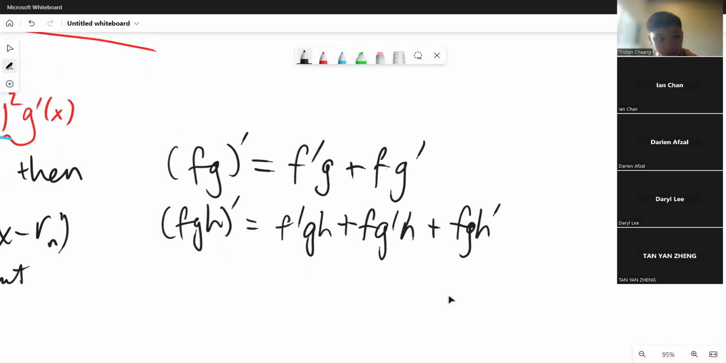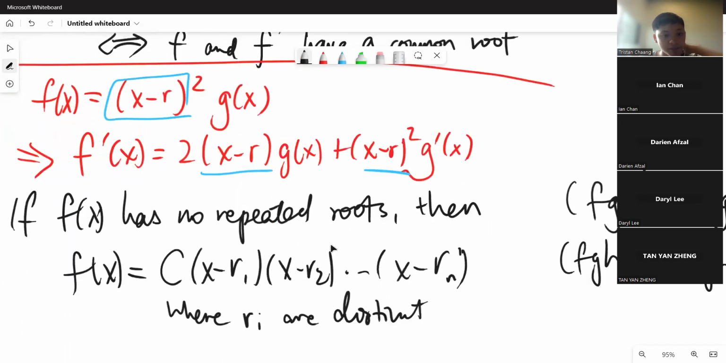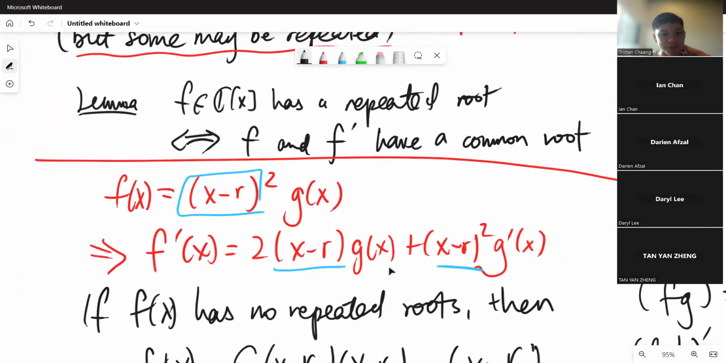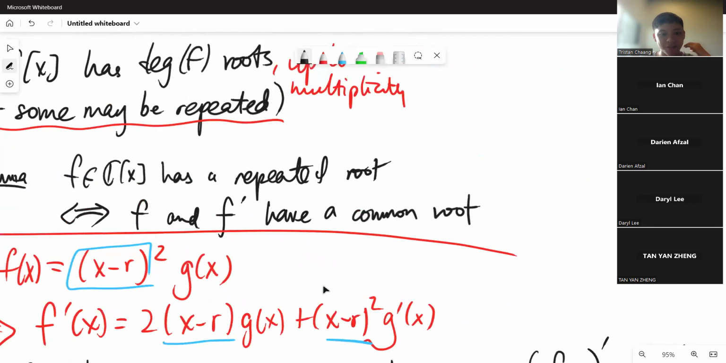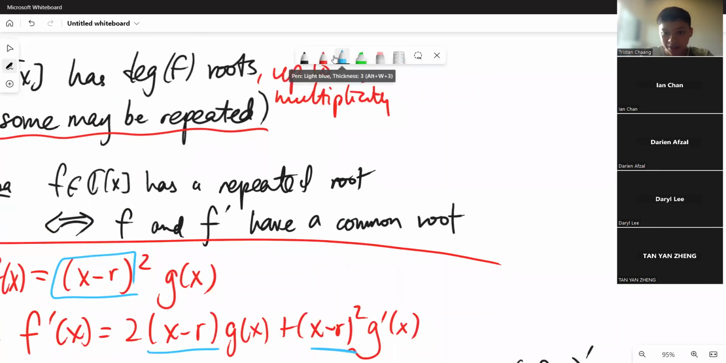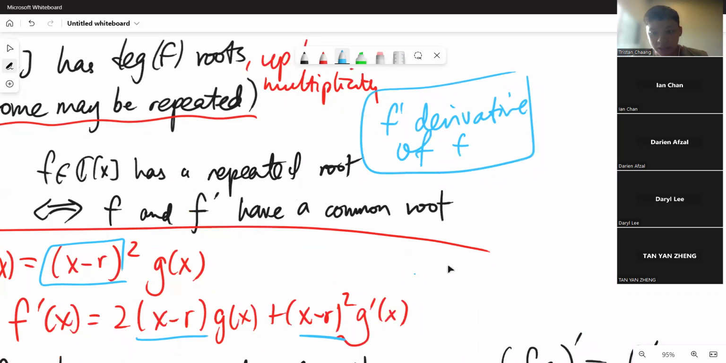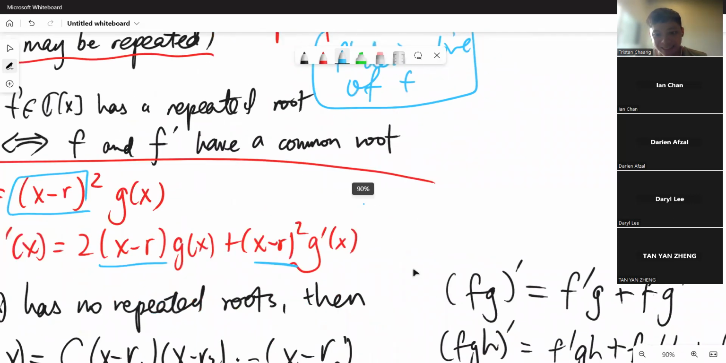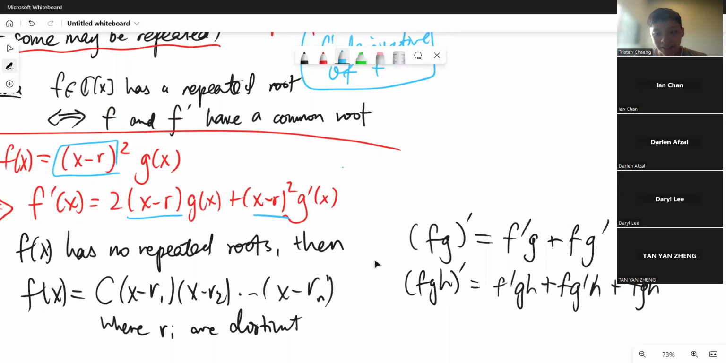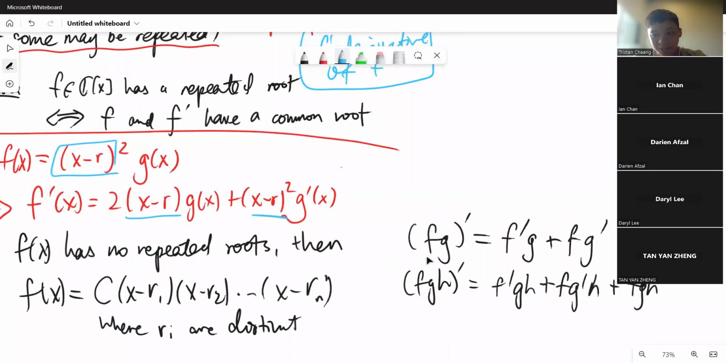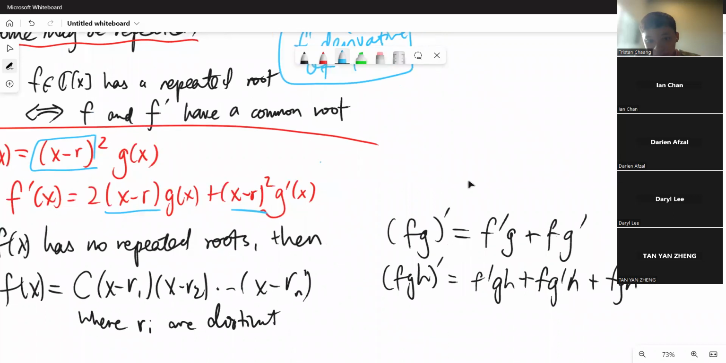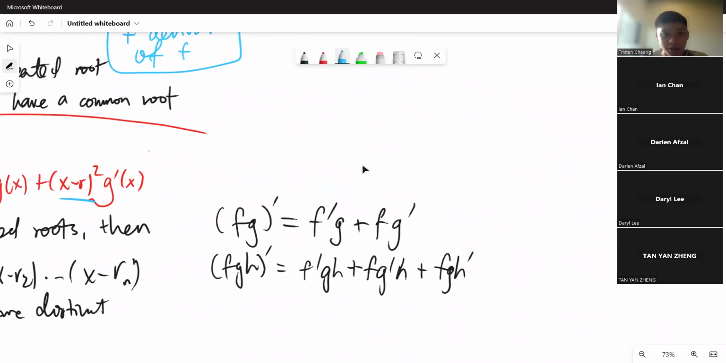What is f prime? f prime is a derivative, so it might not make sense to you if you haven't learned calculus yet. So f prime is what we call the derivative of f. Oh, okay. So your question was, what is f prime? This is the product rule. Someone asked just now.